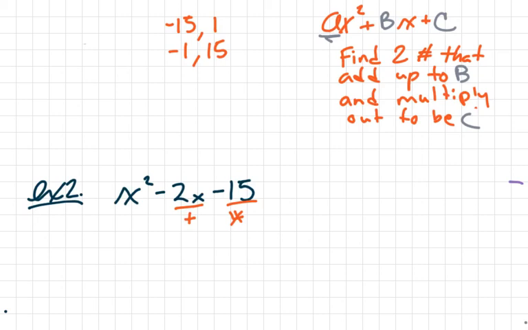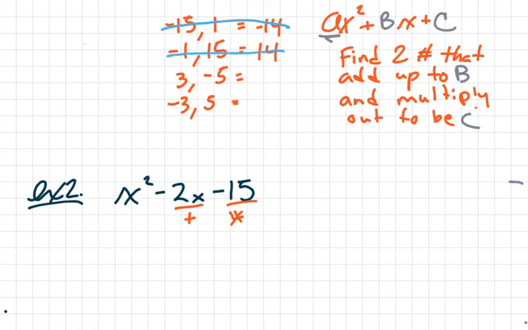Can I think of any others? Let's see. We got 3 and negative 5 and negative 3 and positive 5. And I believe those are the only ones. So let's see if we add these up. What do we get here? Negative 15 and 1. That's a negative 14. No good. This is a positive 14. Also no good. Remember, we're looking for a negative 2. So this doesn't work out.